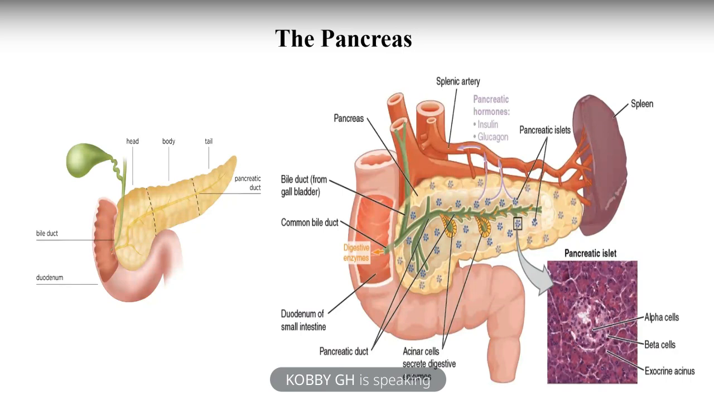The beta cells, delta cells, alpha cells, PP cells, and epsilon cells form the islets of Langerhans. They are scattered within the pancreas. Is that okay? So you can see in the diagram.